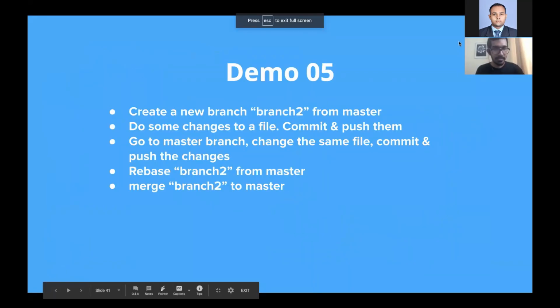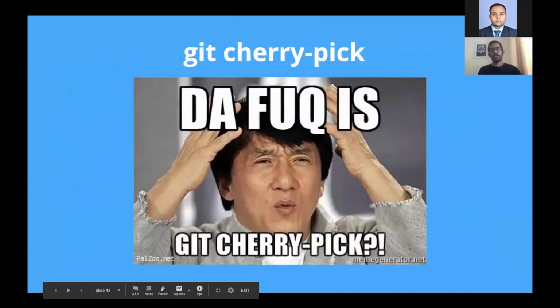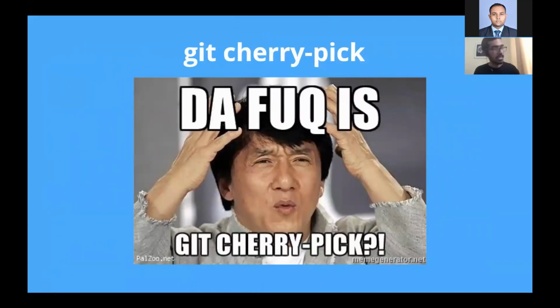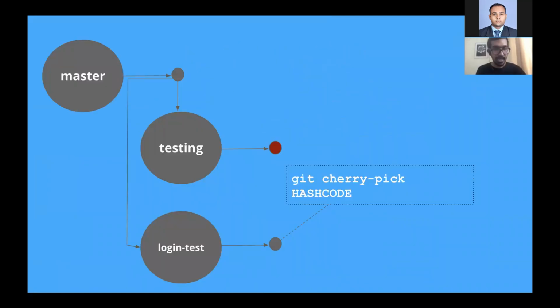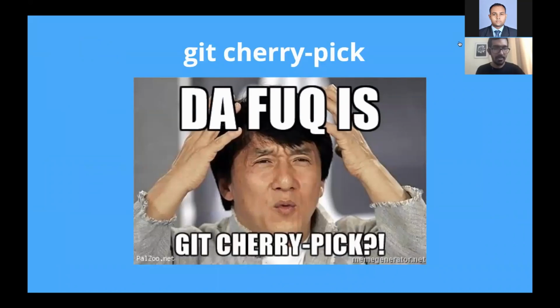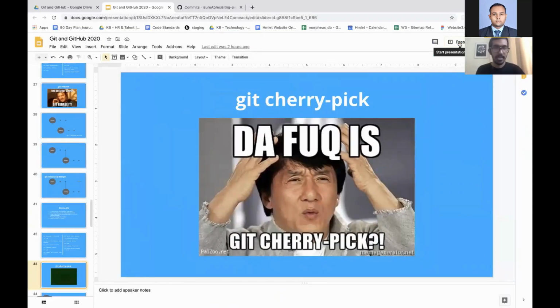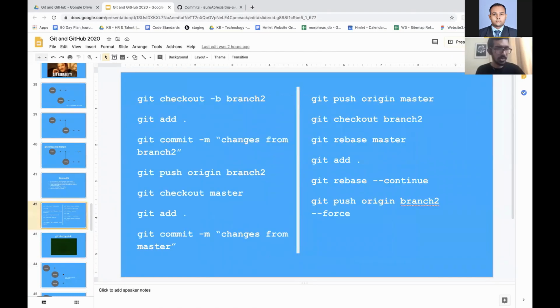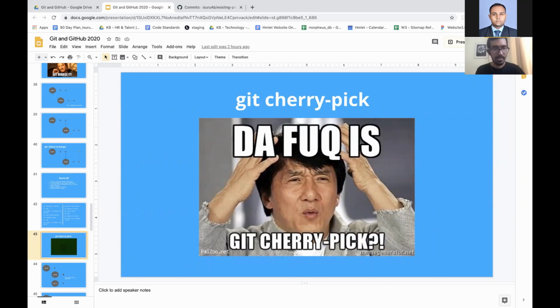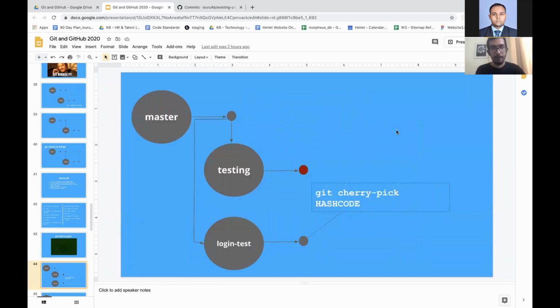Okay, cherry pick. Actually, I'm already exceeding my time limit. I will leave these. I will finish this one first. There are a few more slides to finish, but it's okay, you have all the necessary instructions there. I will show you how cherry pick works. Let's say you have a testing branch and you have a commit.